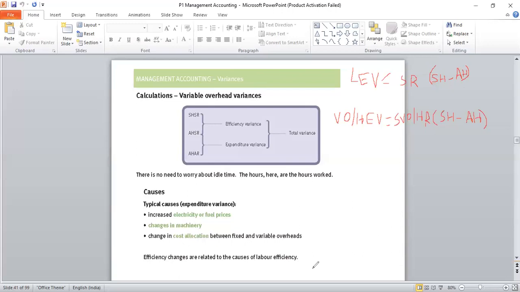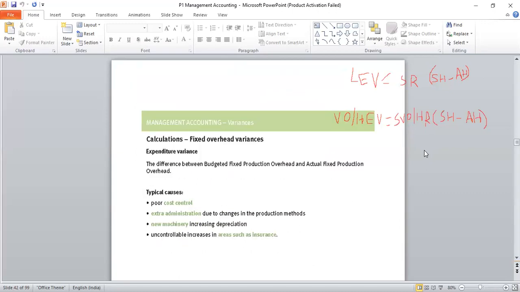the variable overhead efficiency variance. After that, expenditure variance, it will talk about the standard variable overhead rate minus actual variable overhead rate applied at the actual hours or actual quantity. So that is how variable overhead variances are mentioned. Coming to the fixed overhead variances.